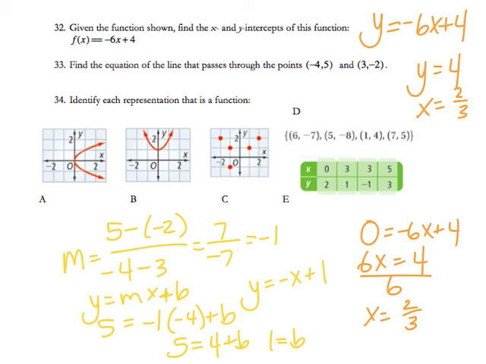Last one. Which one is a function? Identify each one that is a function. This one is not. This one is not. 6, 5, 1, 7. This one is. 0, 3, 3. This one is not. So, B and D.